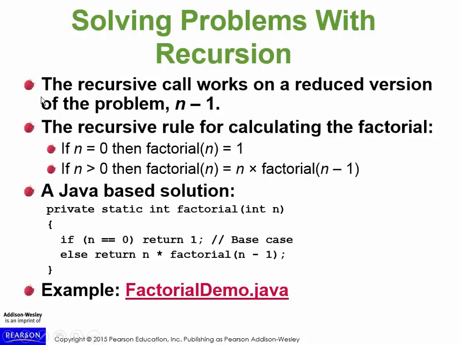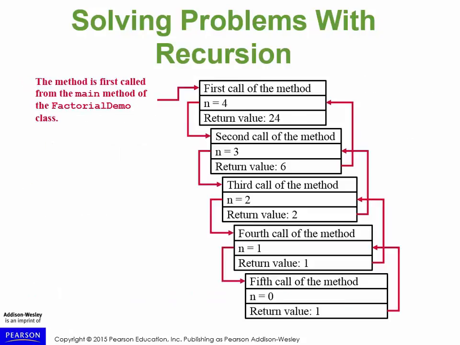This is what's important when you work with recursion. The recursive call works on a reduced version of the problem. So here's an example of a Java-based solution. This is the function factorial. If n is equal to 0, you return 1 because you're done. Otherwise, you return whatever your number was times the factorial of that minus 1. And it's exactly what I just showed you pictorially, all the way down. So they're showing an example here.